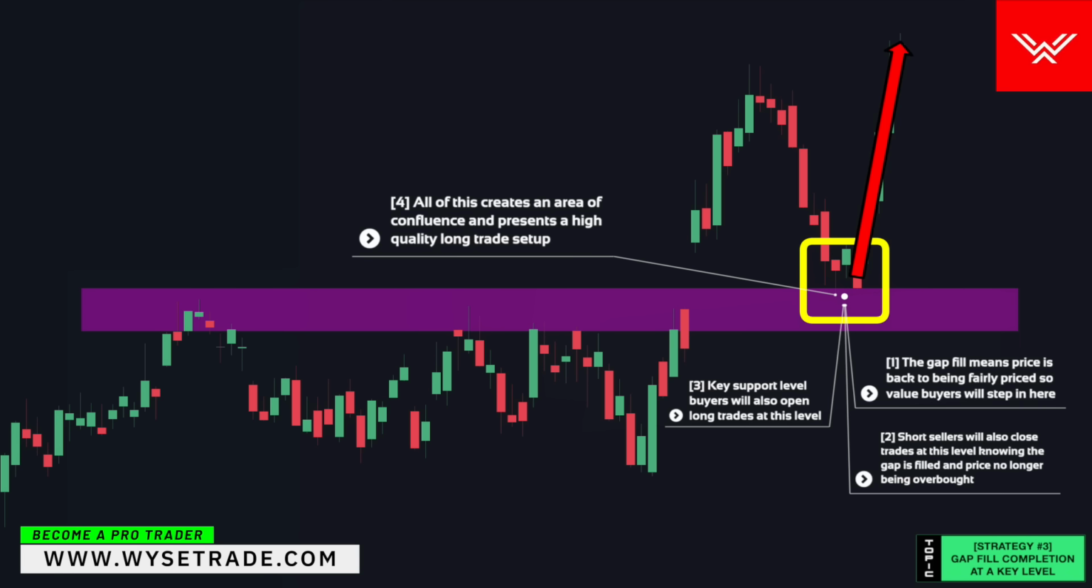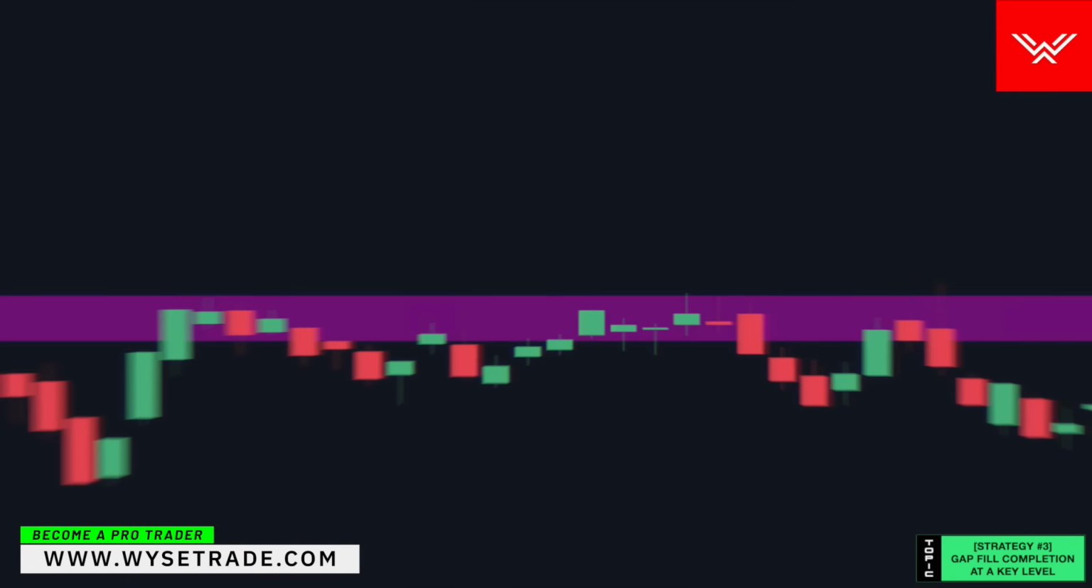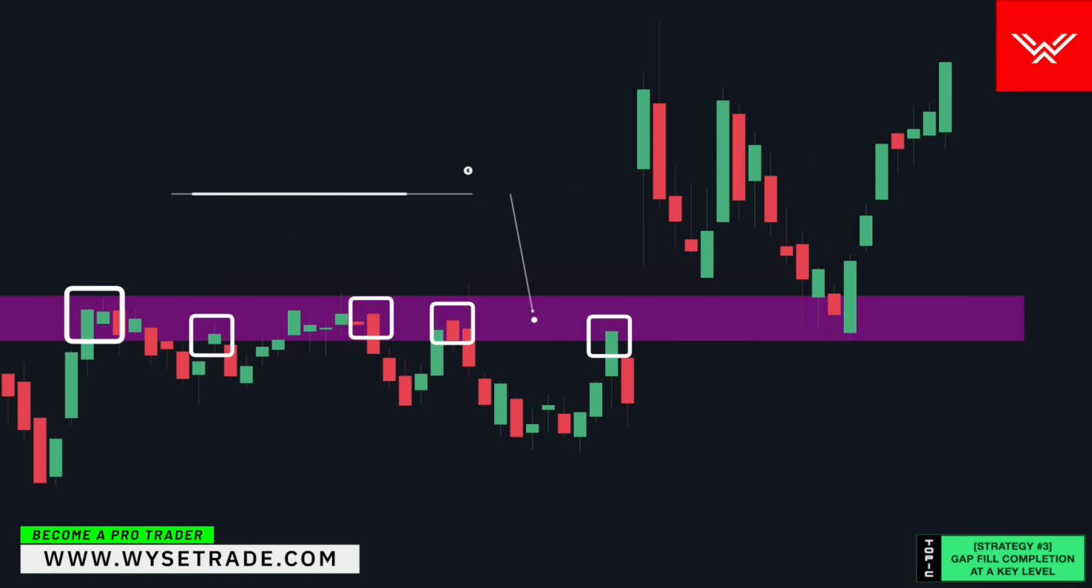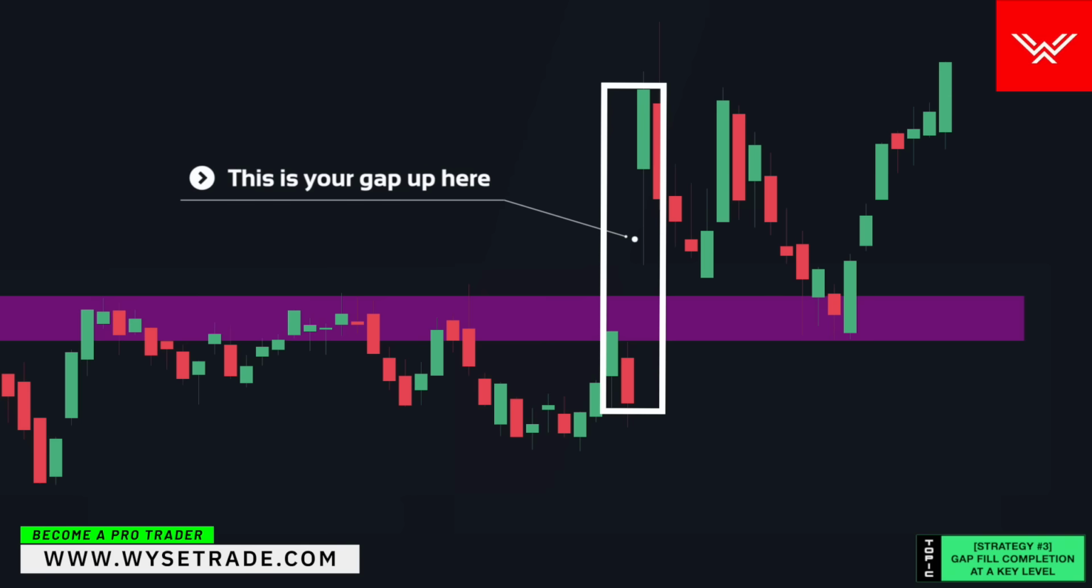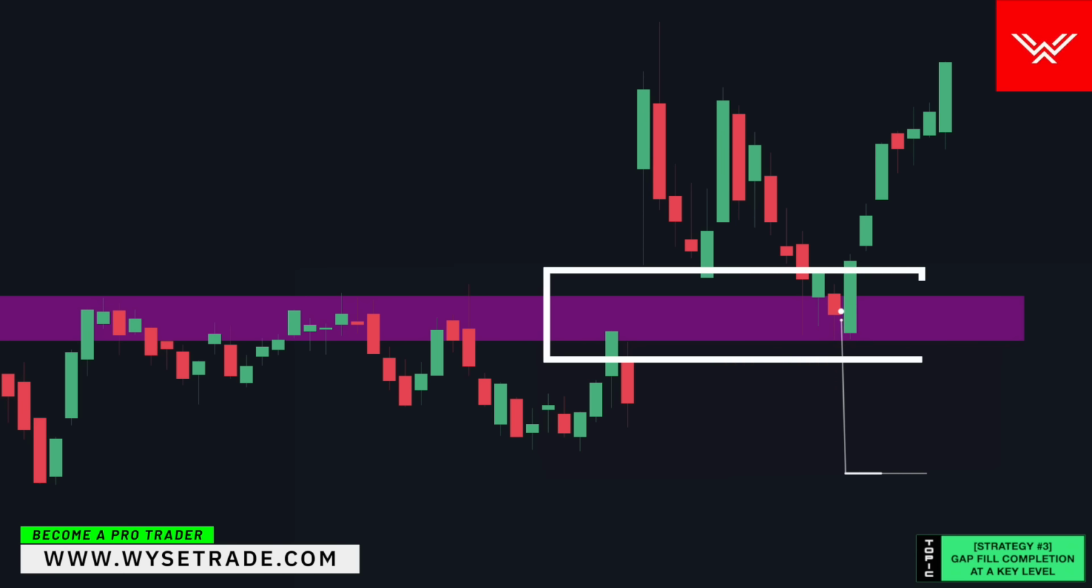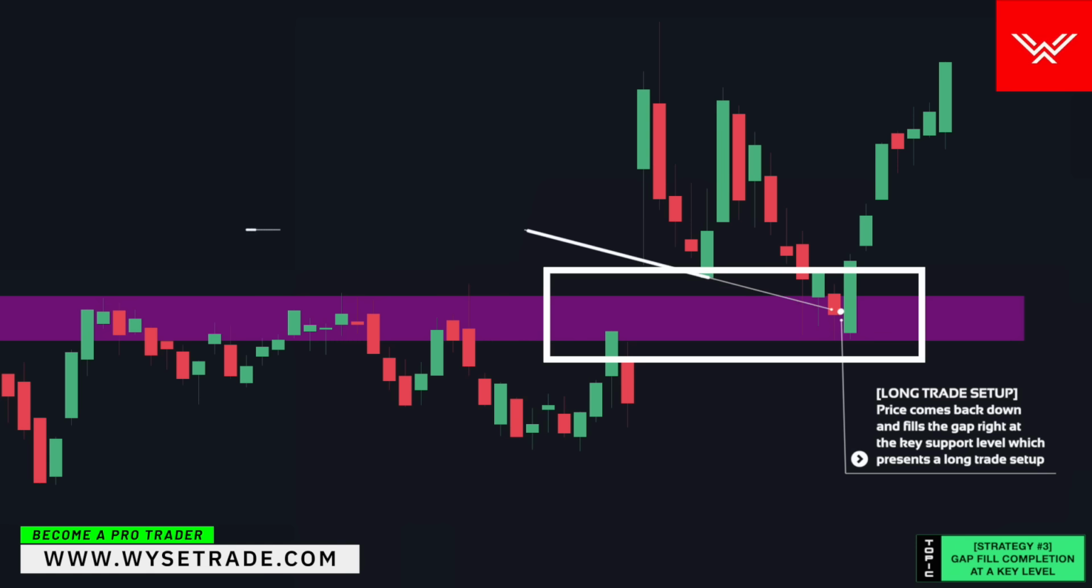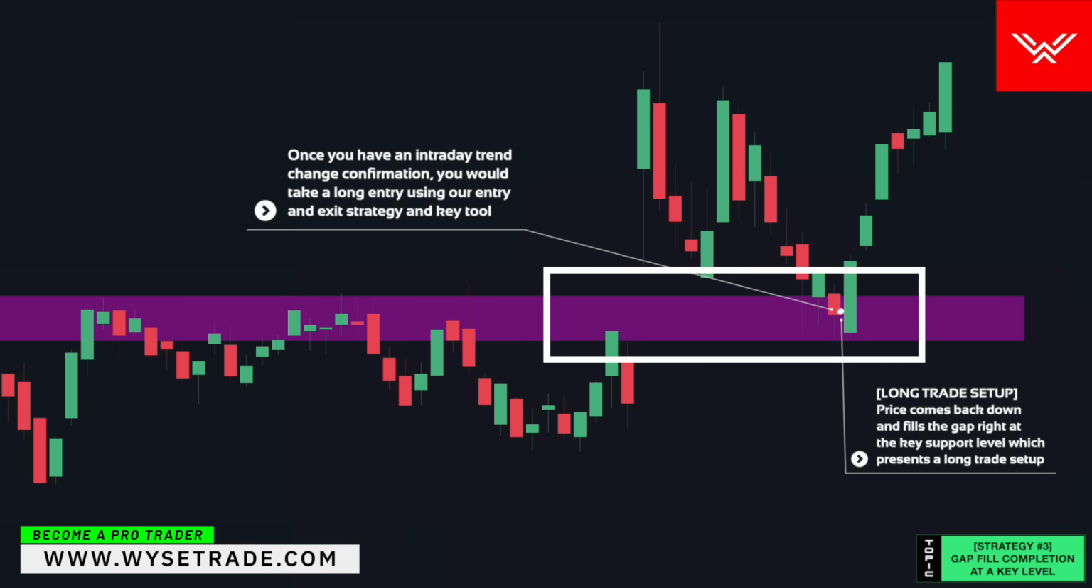Let's show this again. These reversal points give you a key level. This is your gap up here. Price comes back down and fills the gap right at the key support level, which presents a long trade setup. Once you have an intraday trend change confirmation, you would take a long entry using our entry and exit strategy.